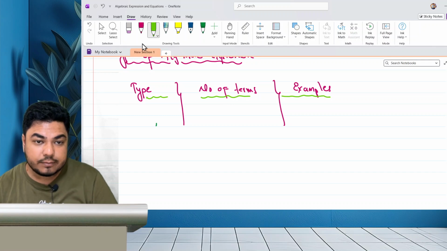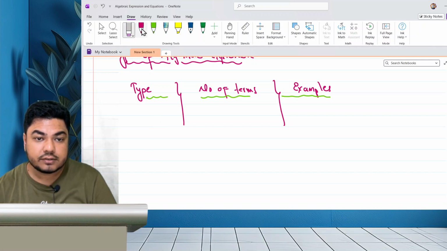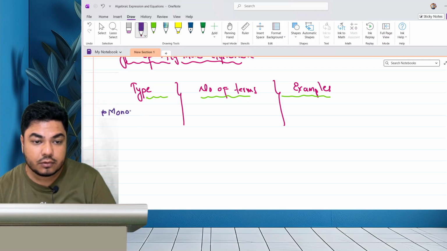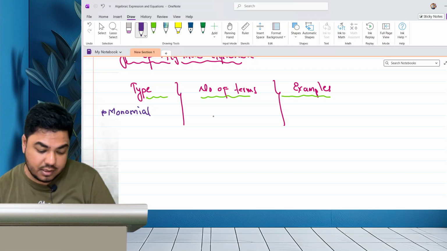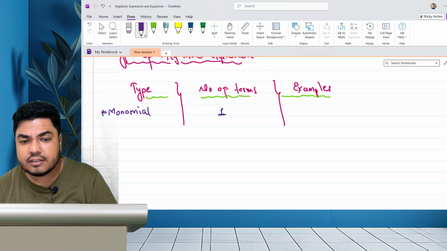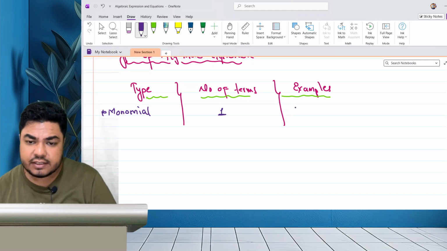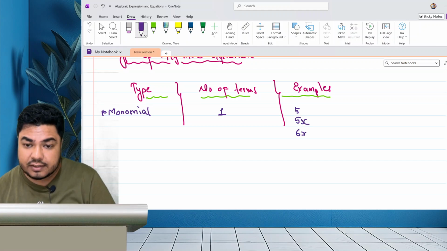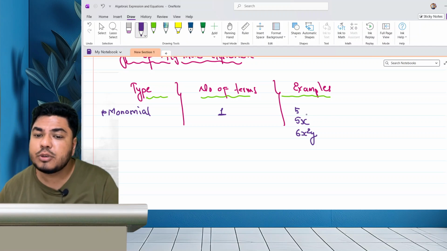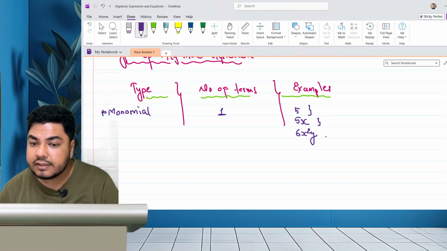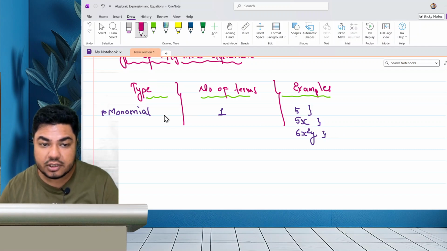Okay, so the very first type is called monomial. I'm going to write it in front of you. So the first type we have is monomial. How many terms would it have? It just has one term. Let us see some examples like 5, 5x, 6x square y. No matter how many variables it has, it should be only one term. So this is one single term, and this is one single term. So these are the examples of monomial. Clear?